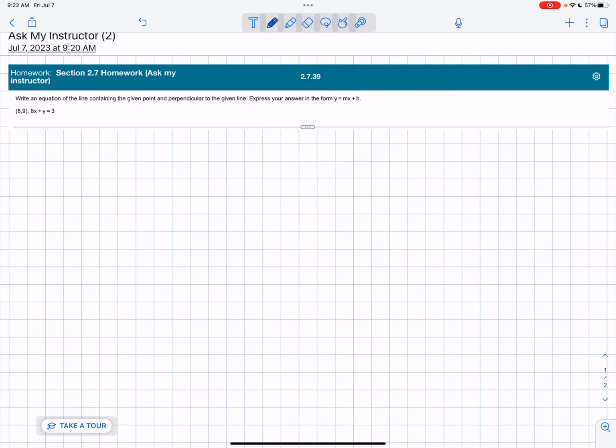Good morning. First thing we are trying to do here is write the equation of the line that has the point that's given, the ordered pair (8, 9), that is perpendicular to the line 8x plus y equals 3. So what we're going to do is graph 8x plus y equals 3 and get a visual on what we're trying to do here.